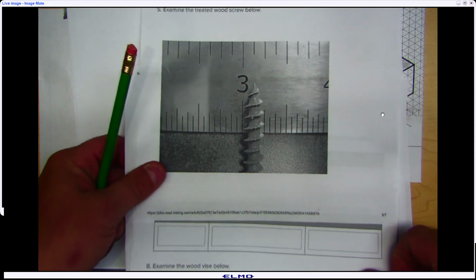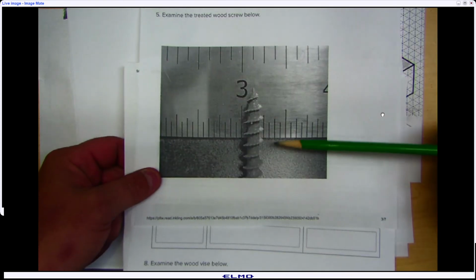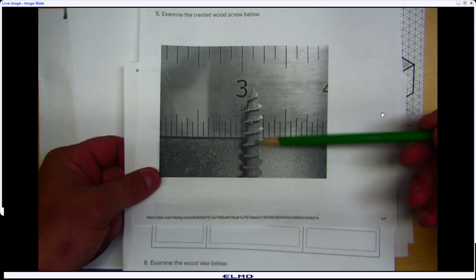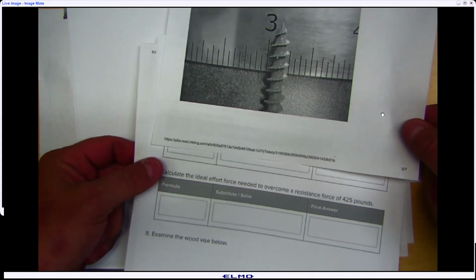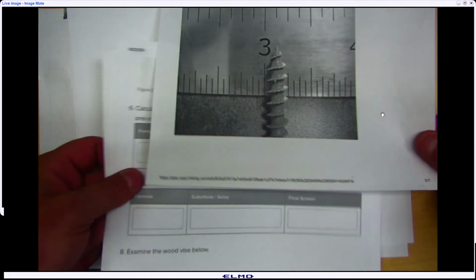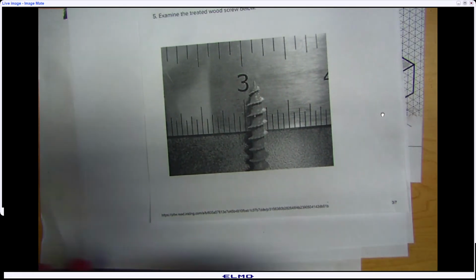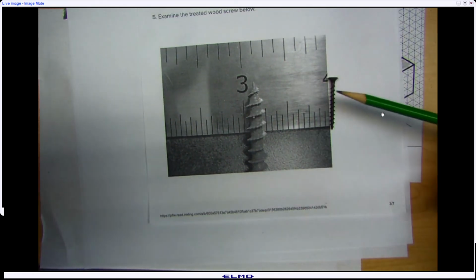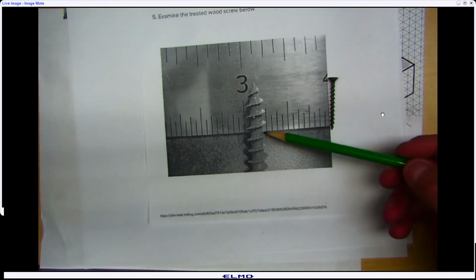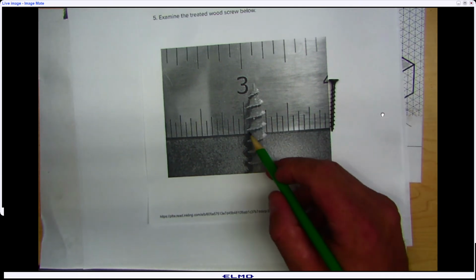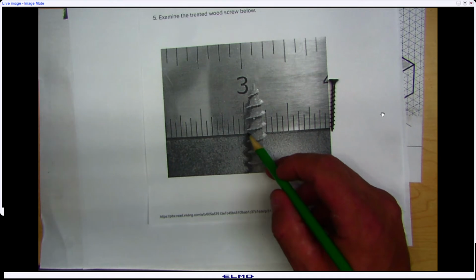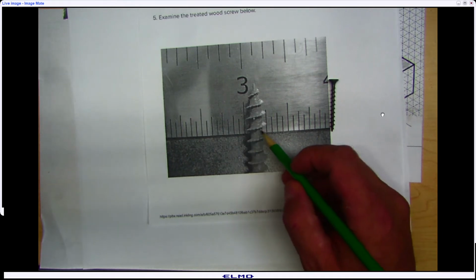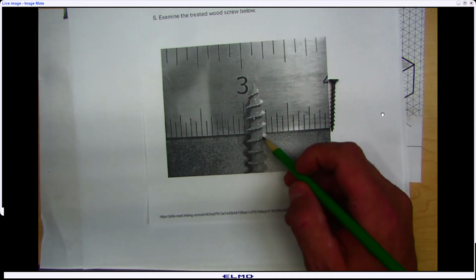Okay, I'm going to offer you some help on the second problem in your homework, which is calculating the ideal mechanical advantage for the screw, as well as the ideal effort force needed to overcome the resistance of 425 pounds. This is a basic wood screw. There are two images. One shows the diameter across the threads, which is a quarter of an inch.